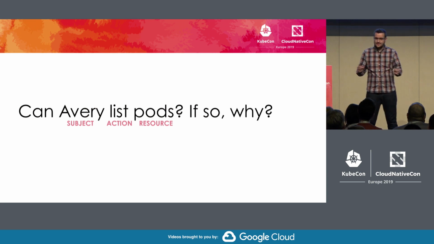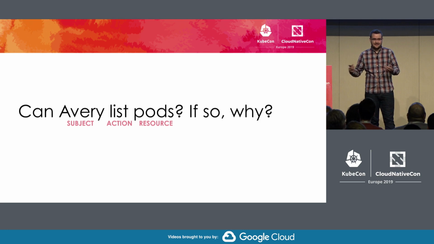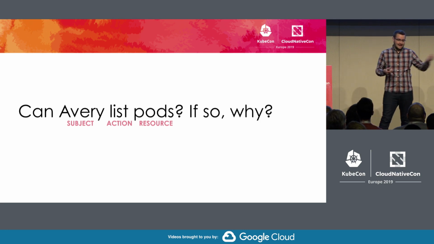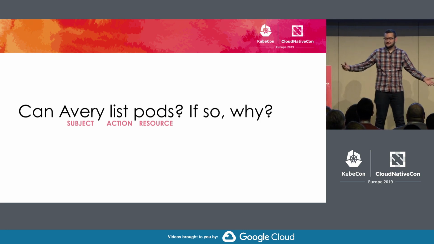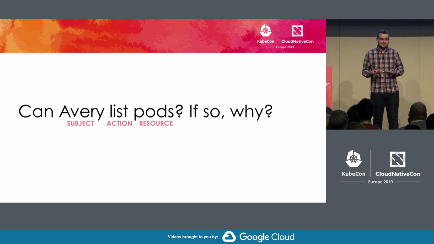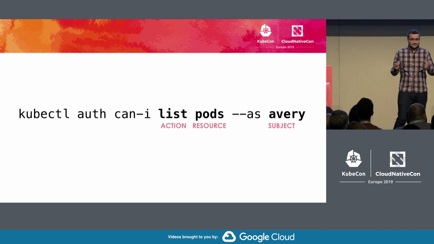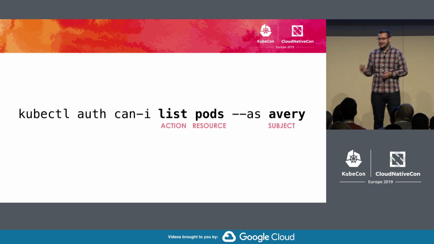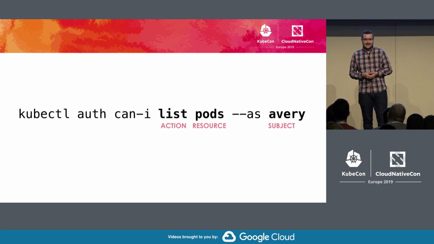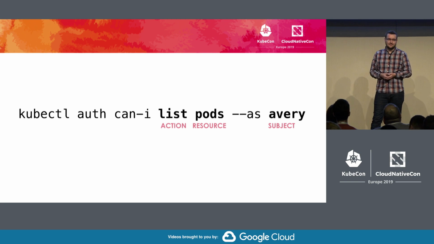So following up with our example, can Avery list pods? And if so, why? So can any given user list a resource? And if so, why can they do that? That's a pretty basic question when you're talking about authorization. So built right into kubectl is kubectl auth can-i. And this is the most awesome tool for understanding access inside Kubernetes.